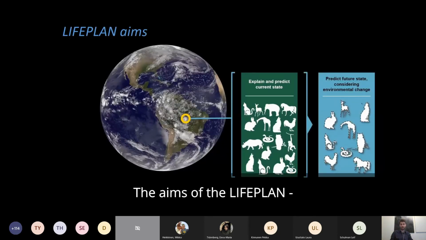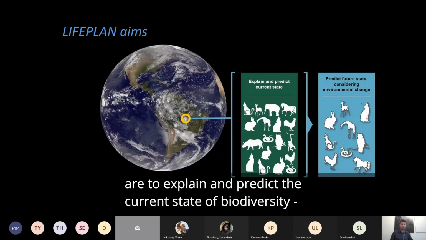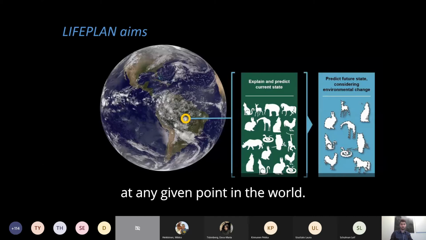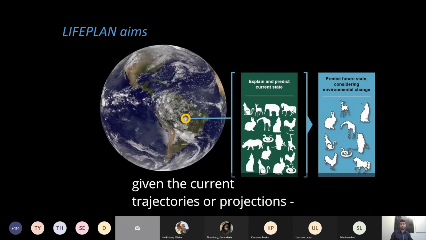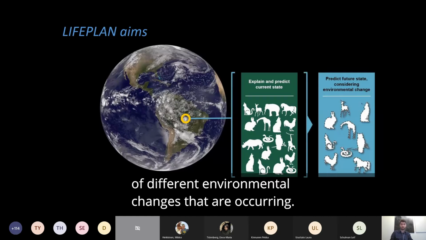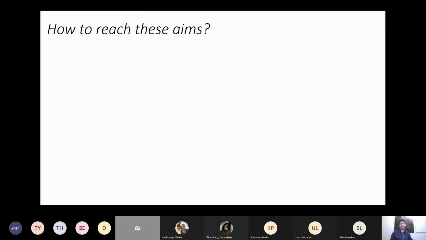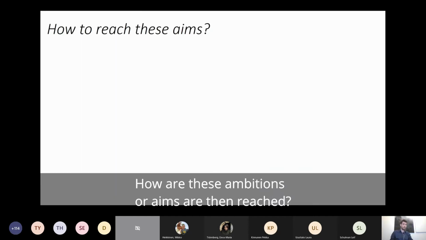And the aim of the Lifeplan is to explain and predict the current state of biodiversity at any given point of the world. And also the aim is to use this information to predict the future state given the current trajectories or projections of the different environmental changes which are occurring. And how are these ambitious aims then reached?